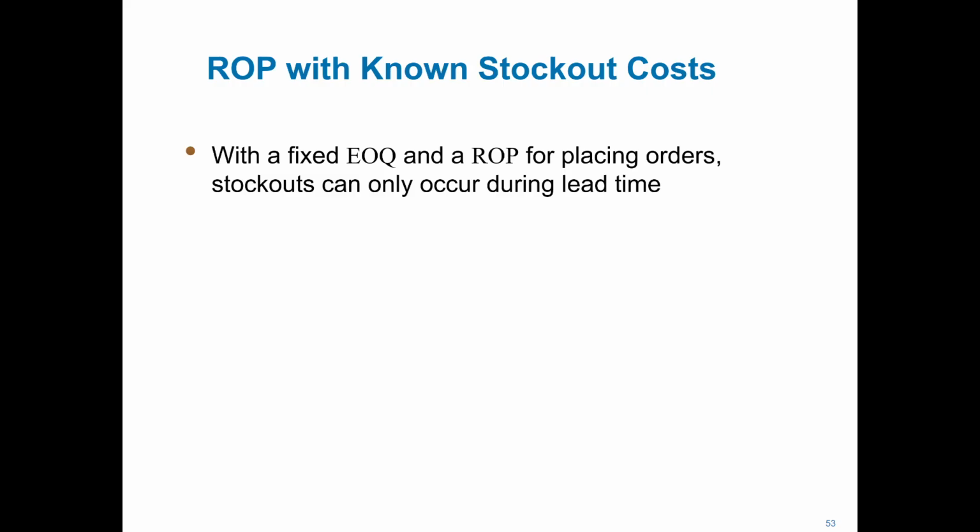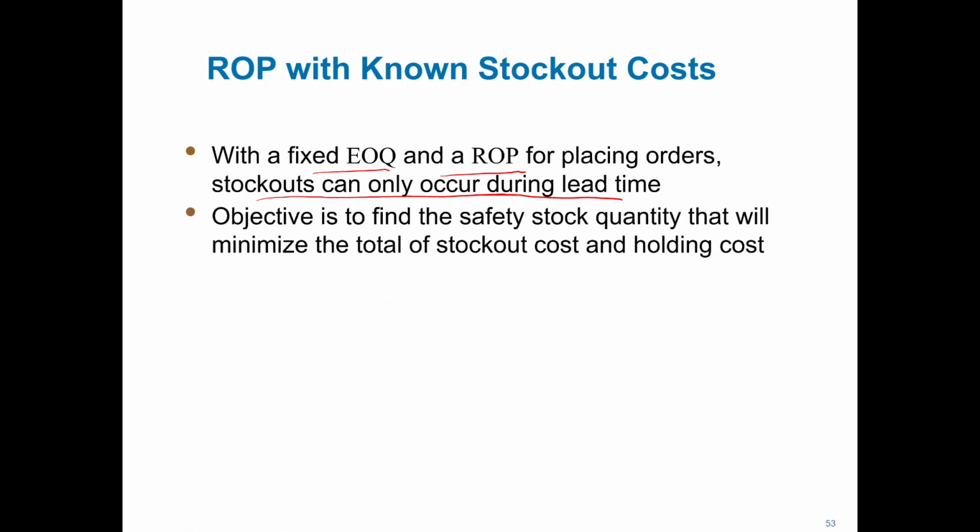Now ROP, reorder point with known stockout costs. Now there are two situations. One is that we know the stockout cost, and another is the situation when we don't know the stockout cost. With a fixed EOQ and ROP for placing orders, stockout can only occur during the lead time. Now the objective is to find the safety stock quantity that will minimize the total of stockout cost and holding cost.